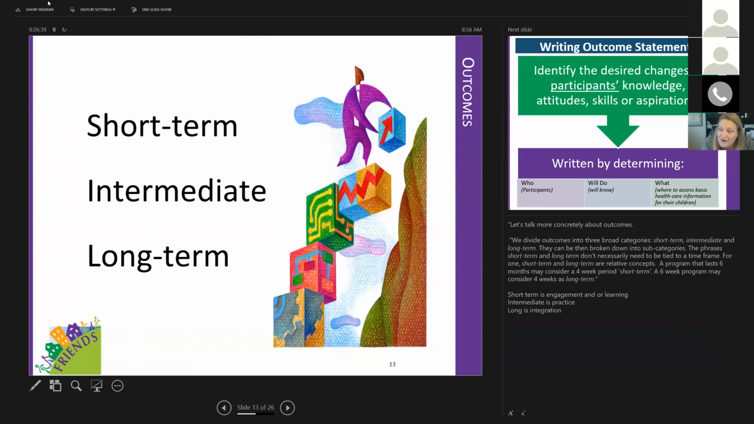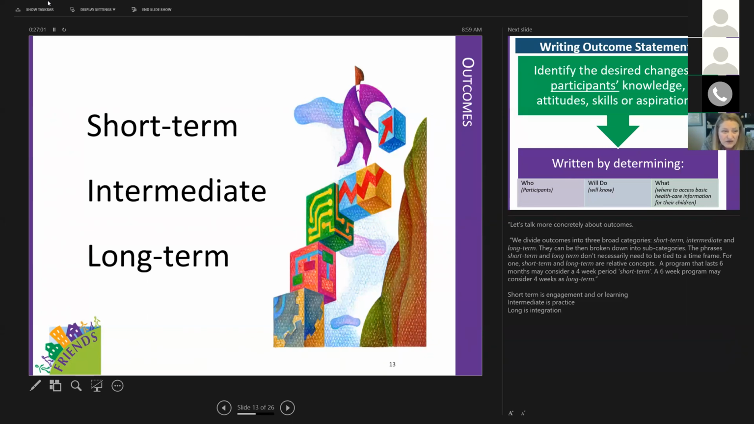That long-term integration is around, they don't even think about it anymore. It's just practice. They always have a salad with dinner. A third of the plate is protein, and two-thirds of the plate is vegetables. It's that sort of practice or integration piece that we rarely get to see.